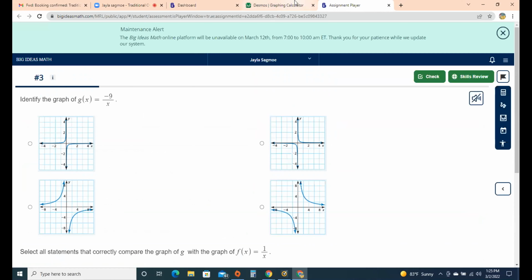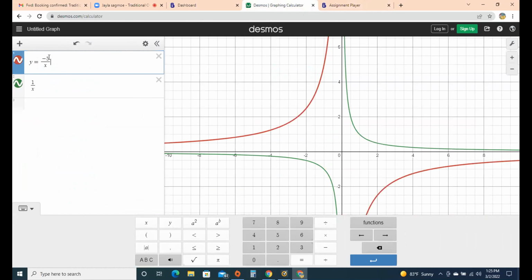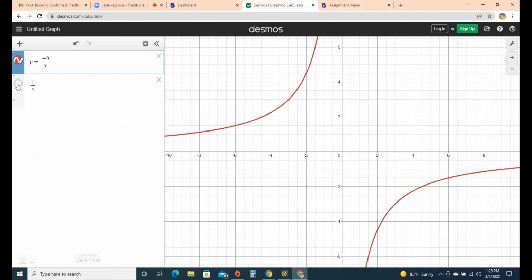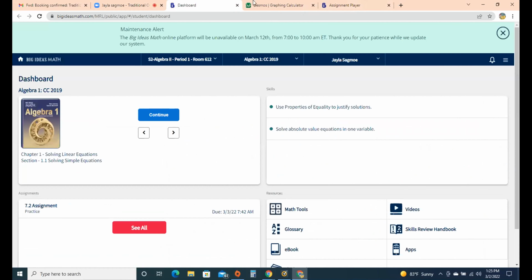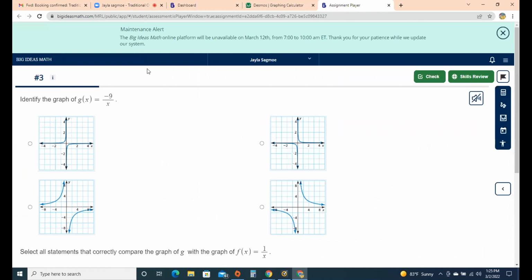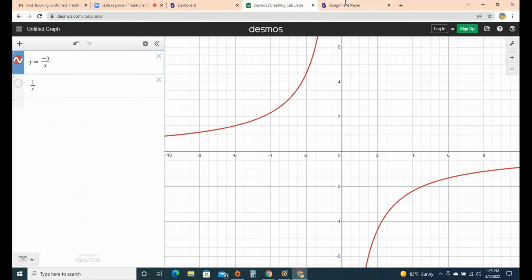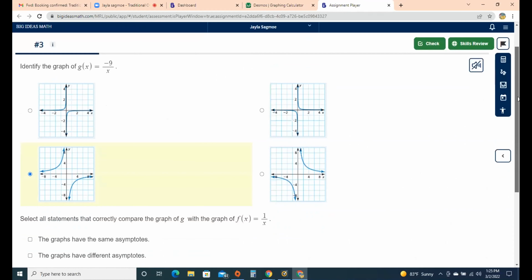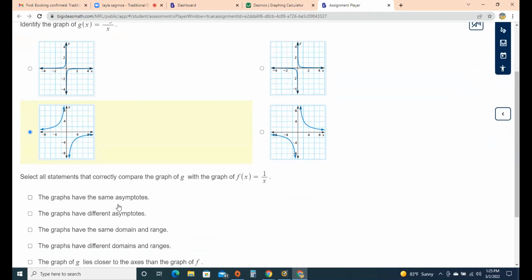Okay, so this one is actually just like the previous problem. It's going to have the exact same answers. You're probably noticing that the negative moves the quadrants that it's in. But in terms of the comparison, they have the same asymptotes. They have the same domain and range.